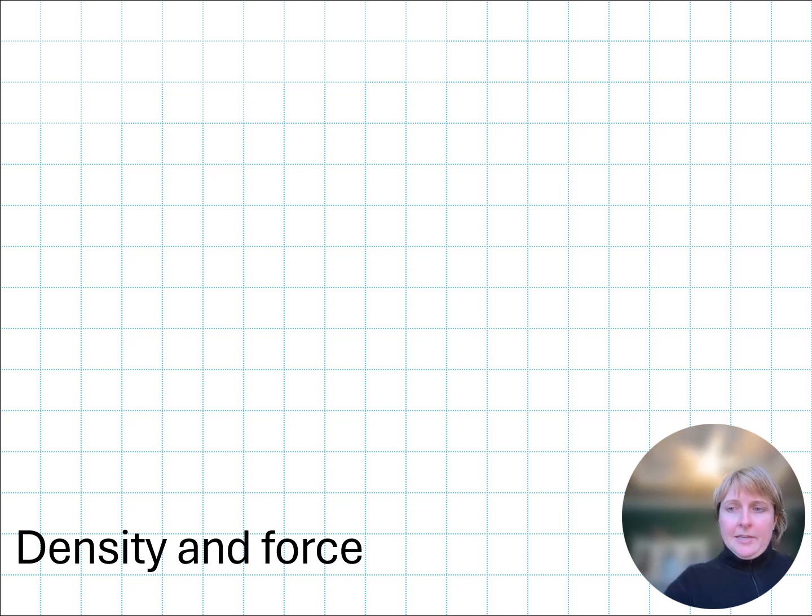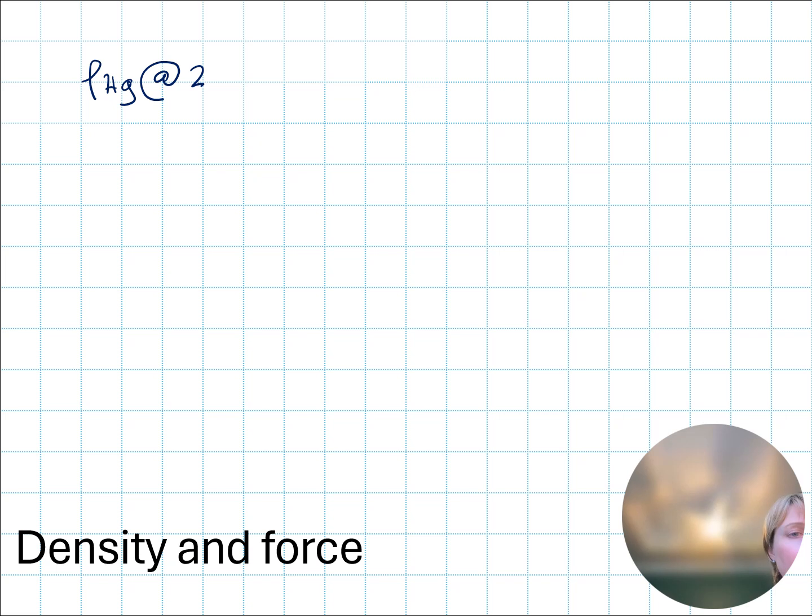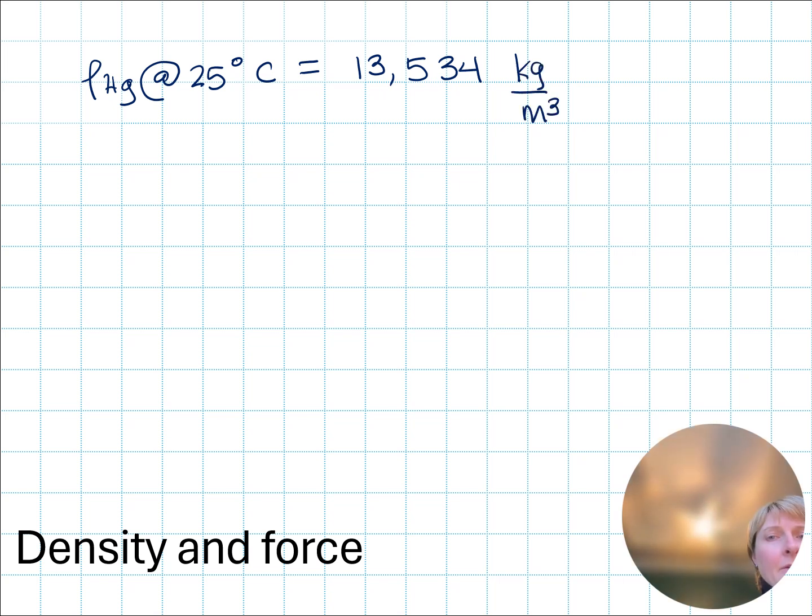So let's just take an example of a substance, let's say mercury, at 25 degrees centigrade. If I look up the density of mercury at 25 degrees C, this is something that you could look up in Appendix 1 of your textbook. What I might find is that the density of mercury at that temperature is 13,534 kilograms per cubic meter.